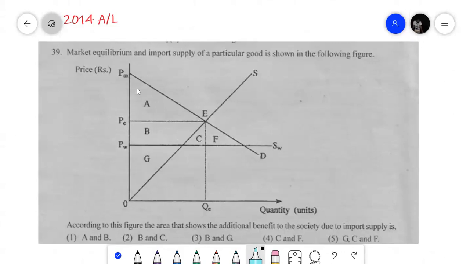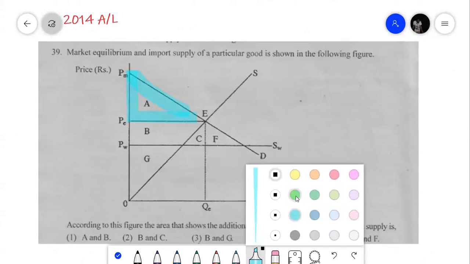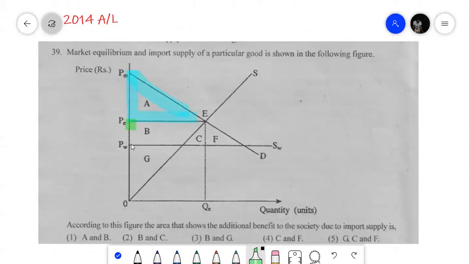If there was no import supply, A is consumer surplus. Which one is producer surplus? B and G. This is producer surplus before. So when there was no import, this was consumer surplus, this was producer surplus. Now after they decided that they're going to import this, there is an import supply curve. Now what happens? The price in the market falls.